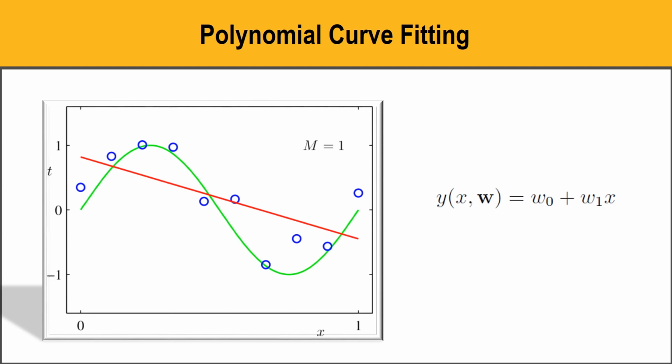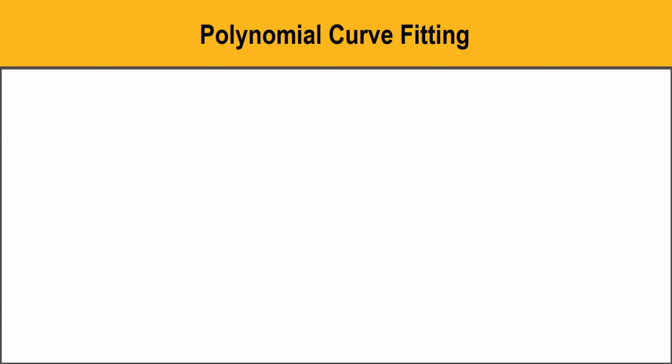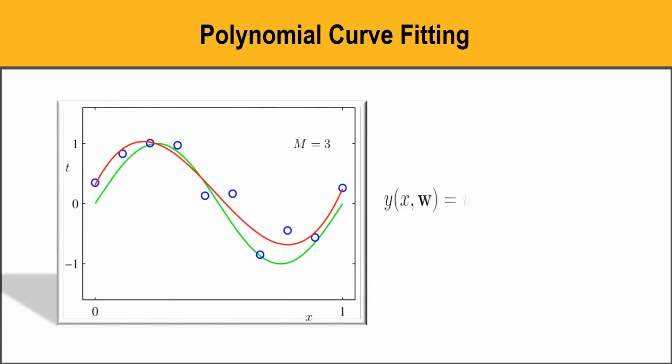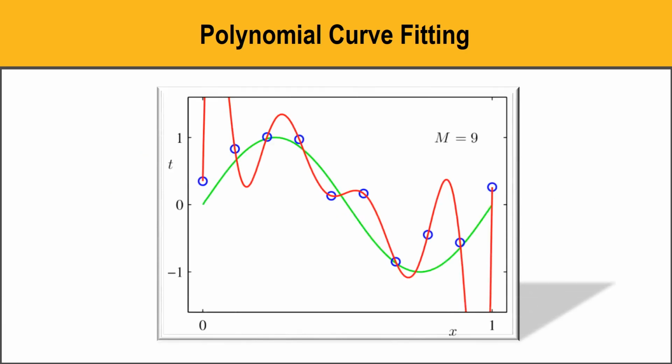Next, I am increasing the order of the system. So m is equal to 3. In this case it has almost fitted the sine wave. And the next case shown here is m equal to 9. It perfectly fits all the points. All the blue points are touched by this model, so it is perfectly fitting.